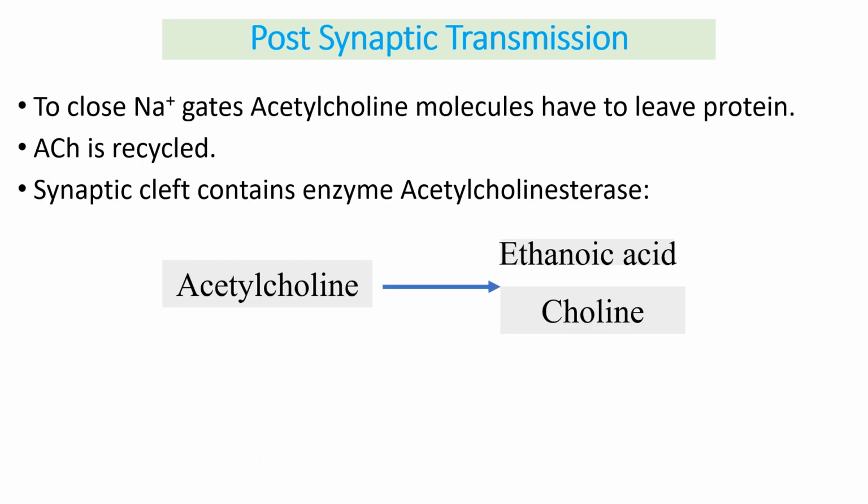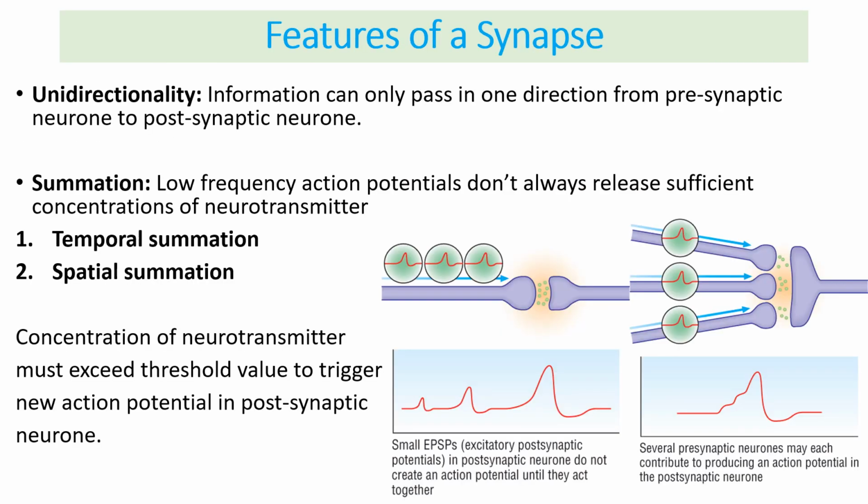To close the gates, we need to break down the acetylcholine to close the sodium and potassium channels. So we use an enzyme called acetylcholinesterase, which is used to break down acetylcholine into ethanoic acid and choline, which is recycled and taken up using energy back into vesicles in the presynaptic neuron.